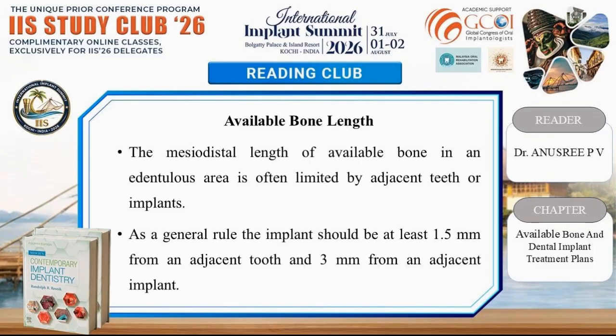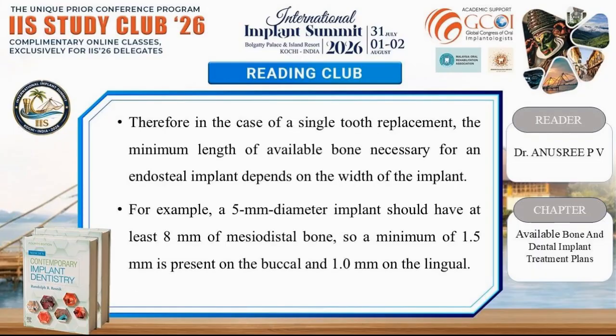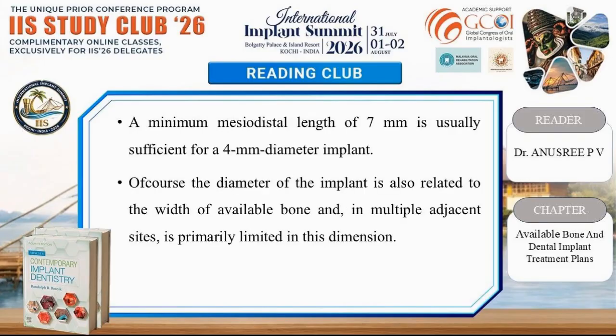Next is the available bone length. The mesiodistal length of available bone in an edentulous area is often limited by adjacent teeth or implants. As a general rule, the implant should be at least 1.5 mm from the adjacent tooth and 3 mm from an adjacent implant. Therefore, in the case of a single tooth replacement, the minimum length of available bone necessary for an endosteal implant depends on the width of the implant. For example, a 5 mm diameter implant should have at least 8 mm of mesiodistal bone, so a minimum of 1.5 mm is present on the buccal and 1 mm on the lingual. A minimum mesiodistal length of 7 mm is usually sufficient for a 4 mm diameter implant.